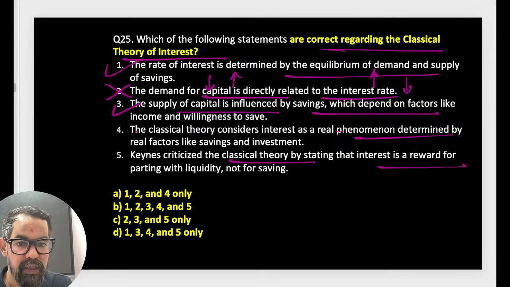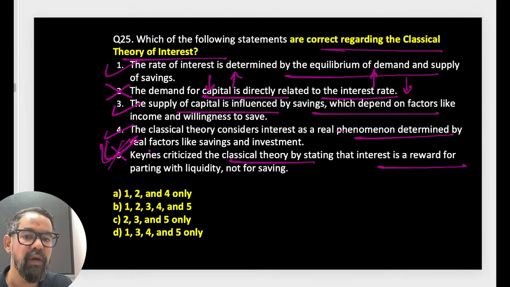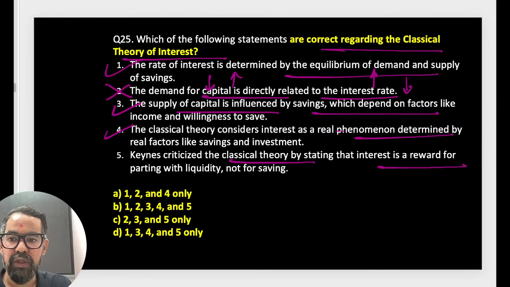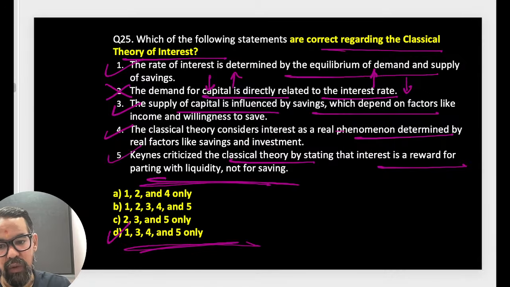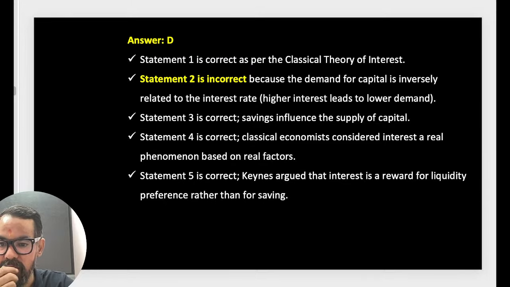Fourth, it is a real phenomenon as per the classical theory and that is criticized by Keynes. True. The fifth statement is also correct. Sorry, by mistake I marked this one. Keynes criticized classical theory by stating interest is a reward for liquidity. So there are 3 motives to save money, and those 3 motives we will be discussing.